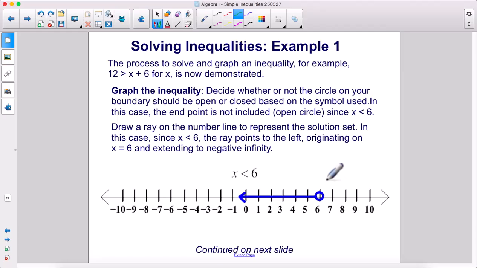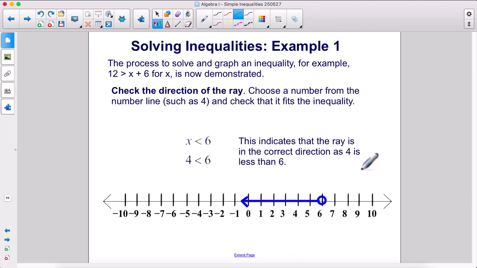Decide whether or not the circle on your boundary should be open or closed based on the symbol used. In this case, the endpoint is not included. It's not less than or equal to 6. It's just less than, so it should be an open circle. Then we draw a ray on the number line to represent the solution set. In this case, since x is less than 6, the ray points to the left towards negative infinity.